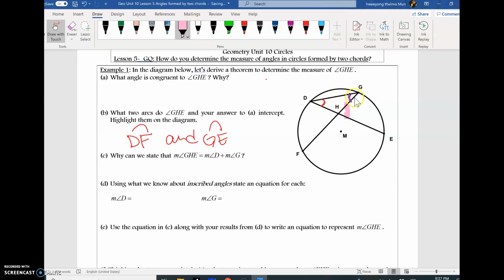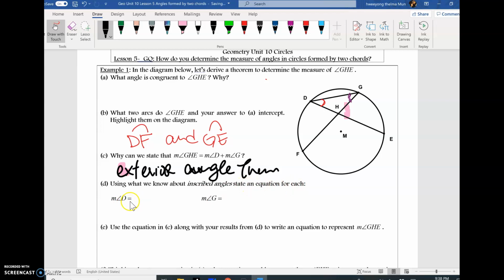Now, how is that possible? Well, if we look, this is a triangle. And these two angles are inside and this is the outside. So we can say that the sum of these two is equal to this angle outside by the exterior angle theorem. So we can write exterior angle theorem. We did that a few lessons ago.